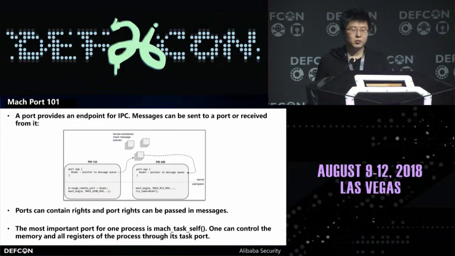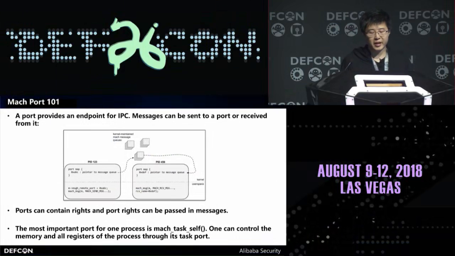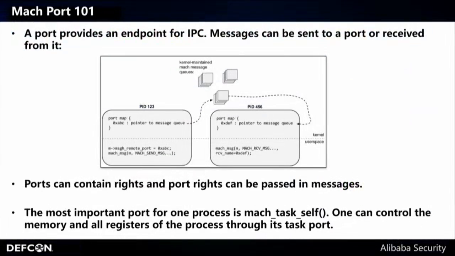Let me briefly introduce what a port is. A port in XNU provides an endpoint for IPC. Messages can be sent to a port or received from it. Ports can contain rights, and port rights can be passed in messages. The most important port for a process is the task port, which can be gotten from mach_task_self. One can control the memory or all the registers of the process through its task port.